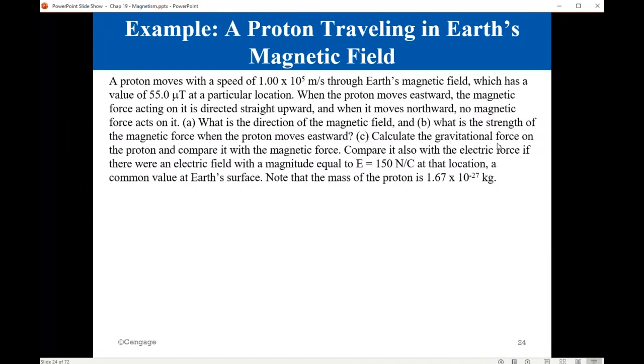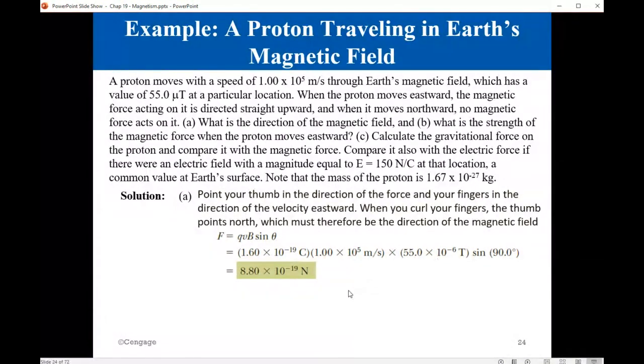C, calculate the gravitational force on the proton and compare it with the magnetic force. Compare it also with the electric force if there were an electric field with a magnitude equal to 150 Newton per Coulomb at that location, a common value at Earth's surface. Note that the mass of one proton is 1.67 × 10⁻²⁷ kilogram. This is a simple application that will allow you to practice the right-hand rule.